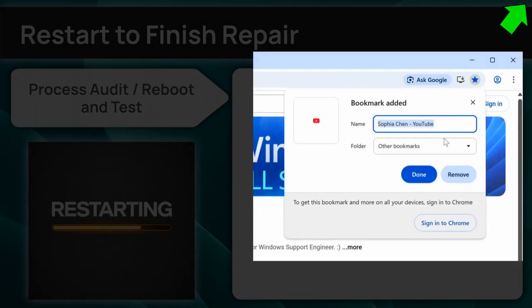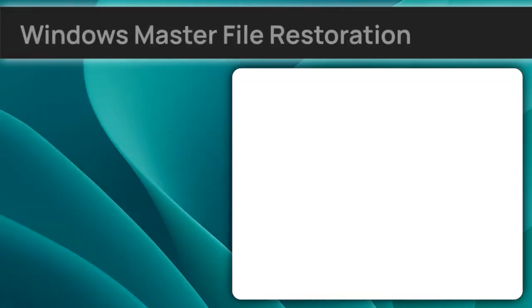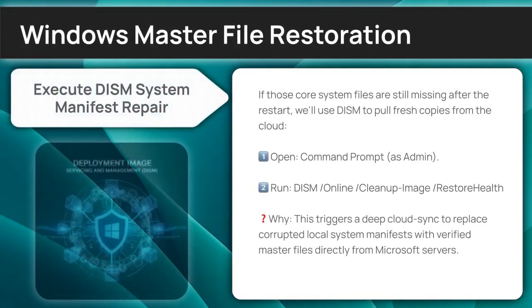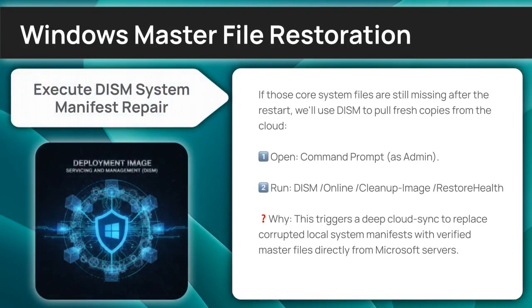Your PC finishes restarting. Since that didn't resolve it, let's pivot to step 3 to address the root cause directly. If you need to pause the video to get your workspace ready, take your time. If those core system files are still missing after the restart, we'll use DISM to pull fresh copies from the cloud. First, open Command Prompt as admin.